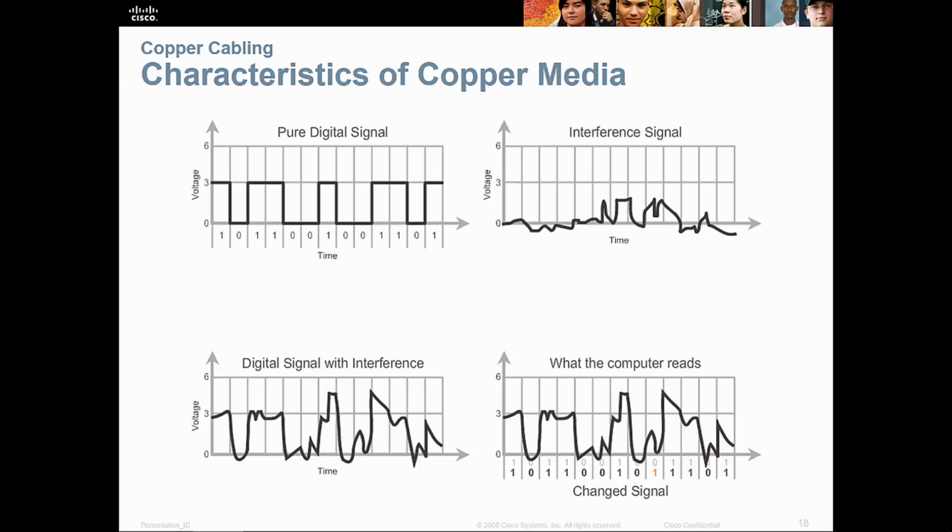But what happens when there's interference? And then we have a digital signal with interference. You can no longer tell if it's with or without voltage. And then once the computer reads it, we may be getting false readings because of noise.